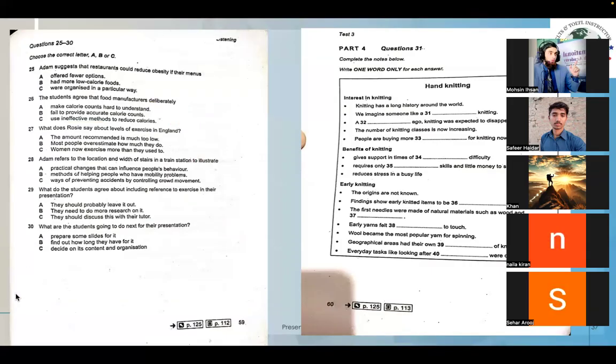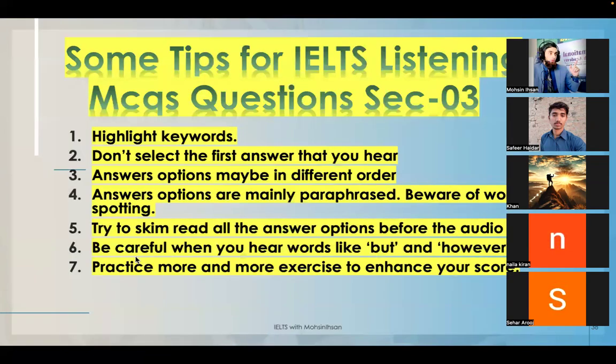Now we go for some more points, and then we will jump to the questions. Now try to skim read all the options before the audio plays. Be careful when you hear words like but and however and rather, right? Especially in IELTS reading section and in IELTS listening, when you see these words, they change the whole concept, the whole idea. Be very careful regarding that. And IELTS reading book number 12, page 60, I think. Yeah, sorry, not book 15, IELTS general, test number 4, passage number 1.